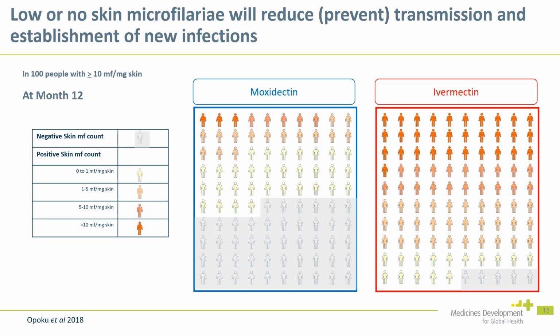At 12 months after treatment, the greater proportion of people with undetectable levels of skin microfilariae and overall lower burden of skin MF will also contribute to reducing both transmission of disease as well as the burden of onchocerciasis on the people who have the infection.